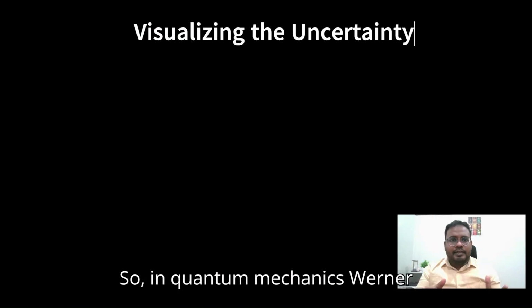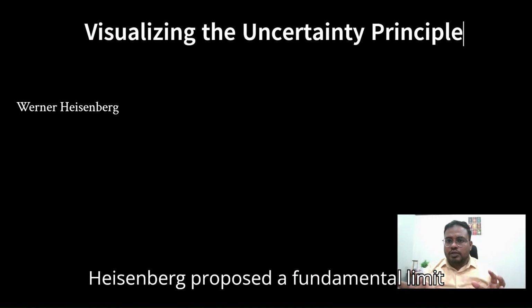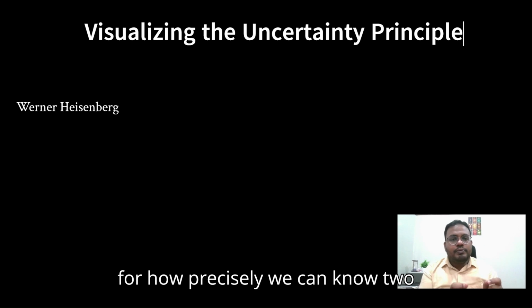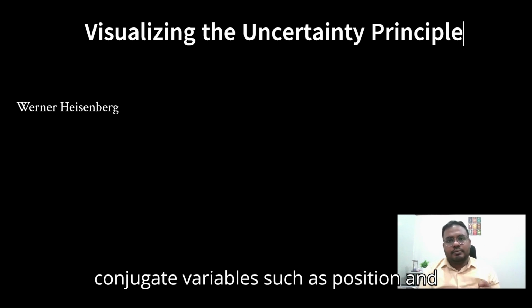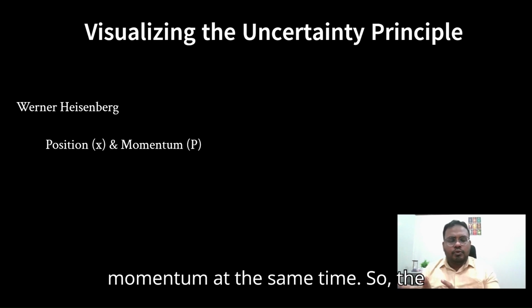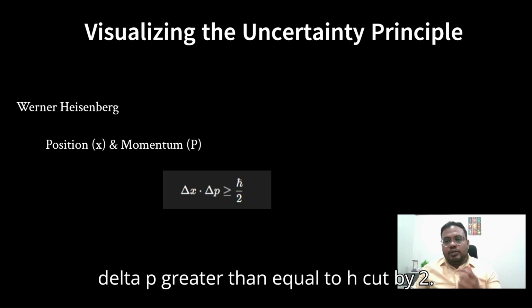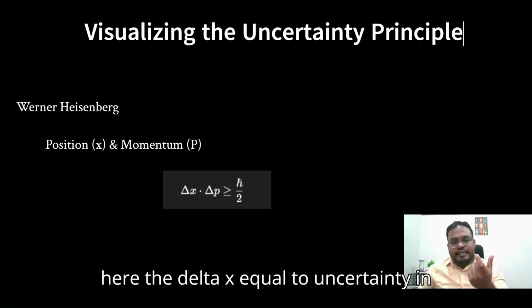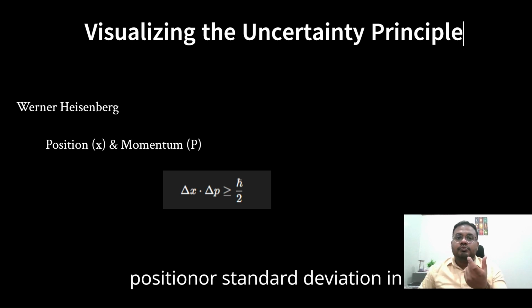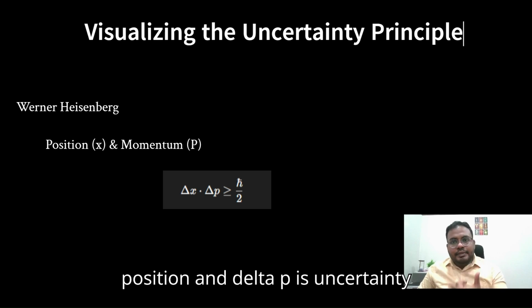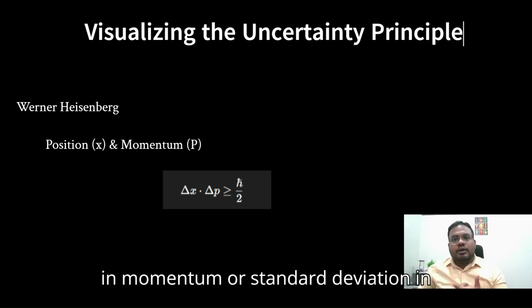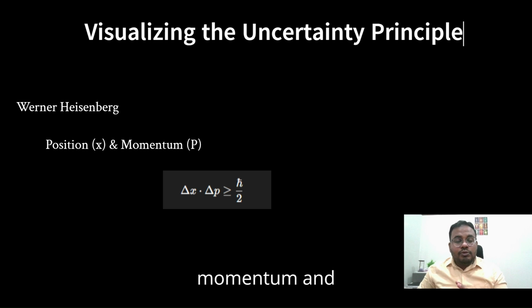So in quantum mechanics, Werner Heisenberg proposed a fundamental limit for how precisely we can know two conjugate variables such as position and momentum at the same time. The mathematical statement of this uncertainty principle is delta x times delta p is greater than or equal to h-bar by 2. Here, delta x is the uncertainty in position, or standard deviation in position, and delta p is the uncertainty in momentum, or standard deviation in momentum.